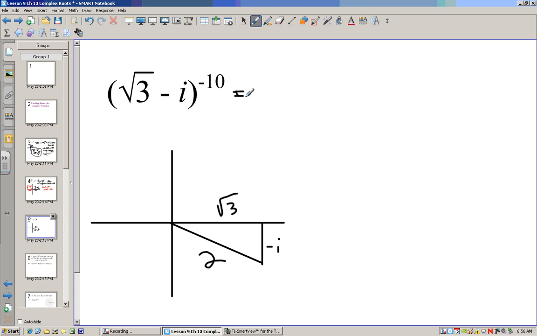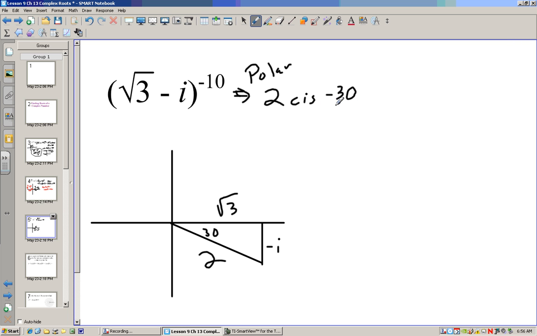So in polar, this would be 2. This would be 30 degrees. cis 330. Or maybe more appropriately for this problem, we could say negative 30. Because if we take 330 to the 10th, that's going to be a much bigger number than negative 30 to the 10th.